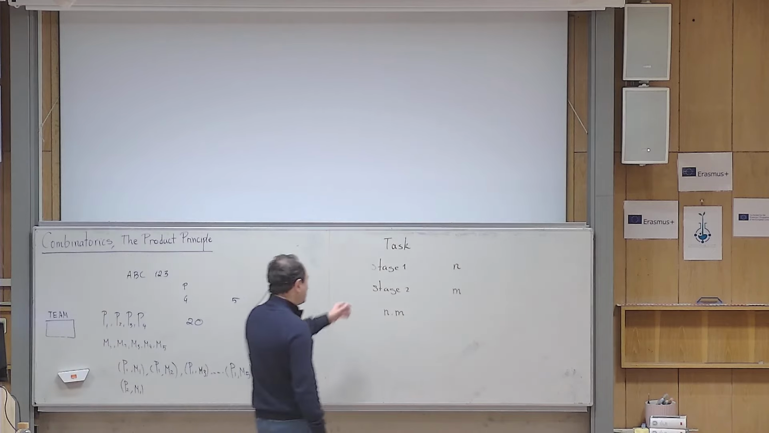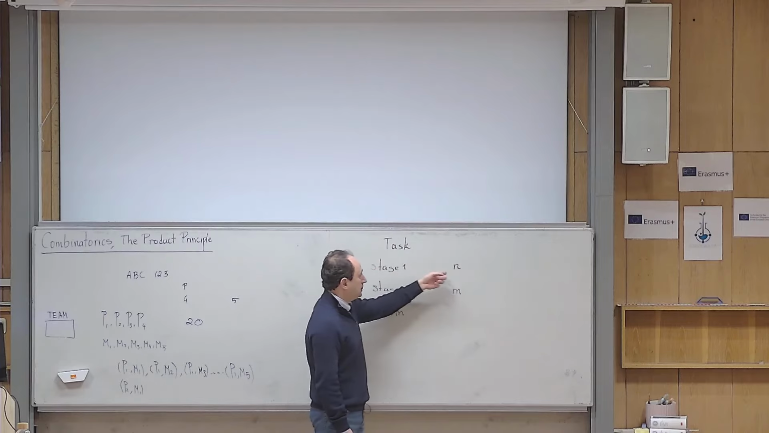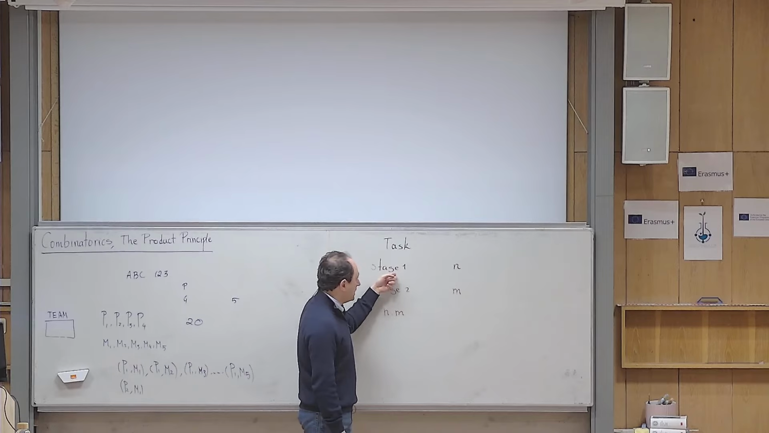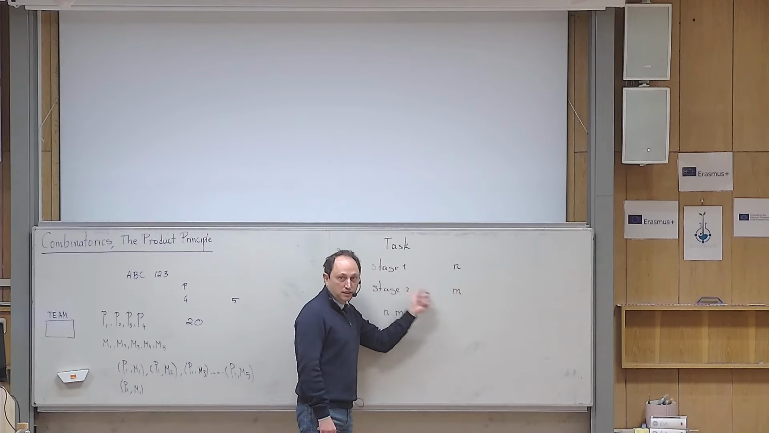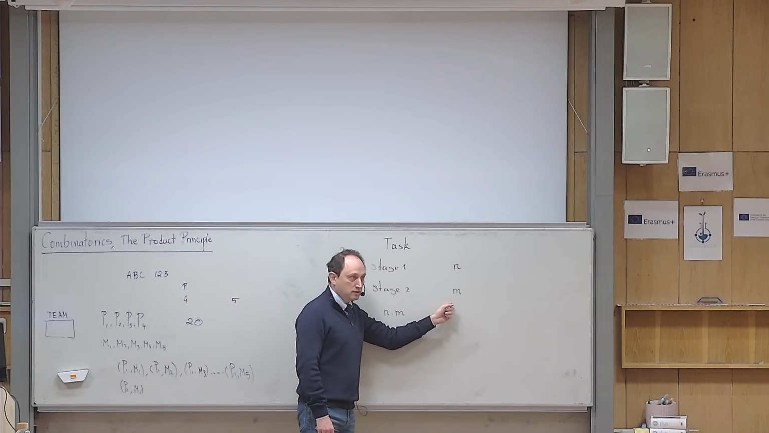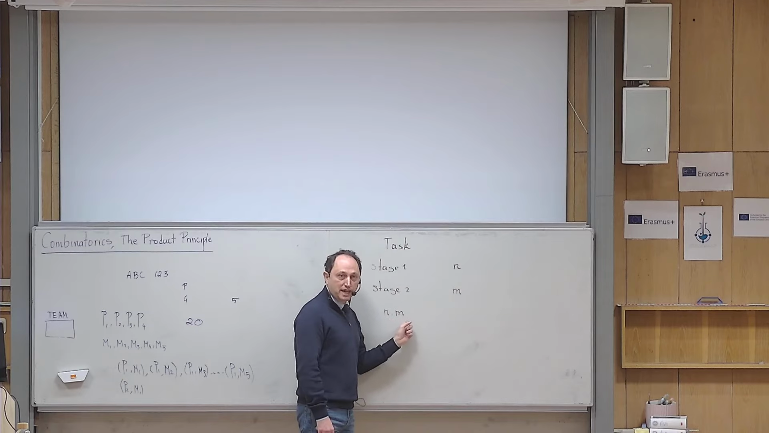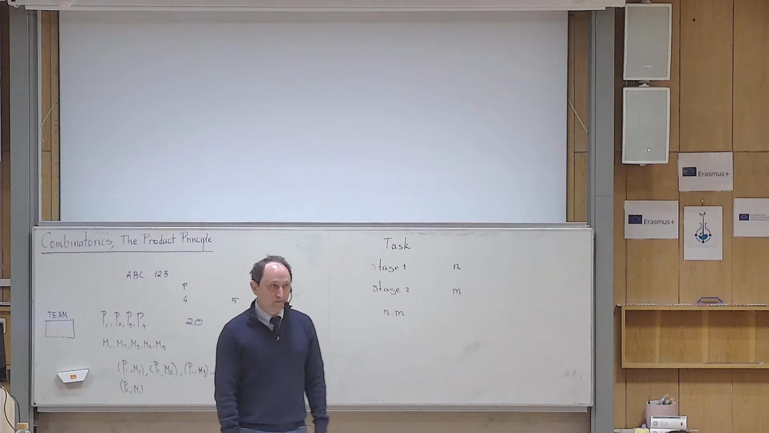Okay? So I have a task. It can be broken down into two stages. Stage number one can be done in n distinct ways. After the first stage is done in one of these n ways, stage number two, independent of how stage one is done, can be done in m different ways. Then to accomplish my task, I have n times m distinct ways. Is that right? Yes or no?